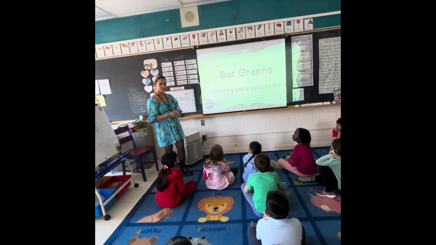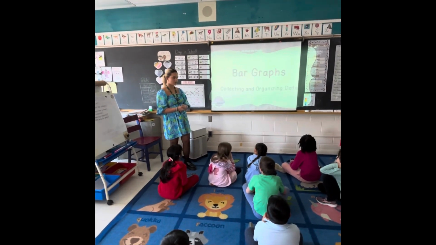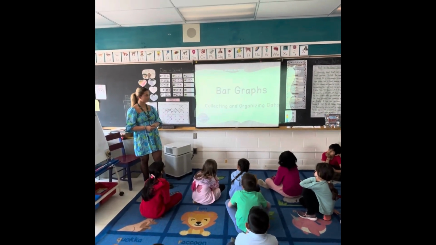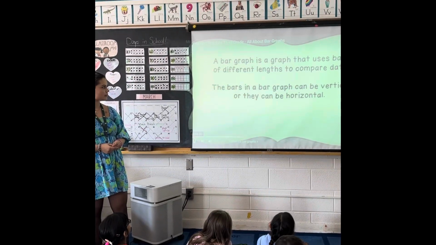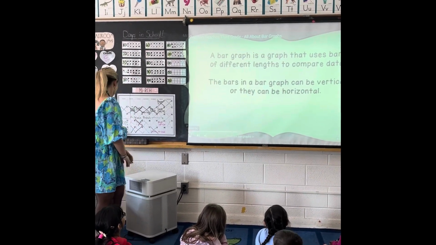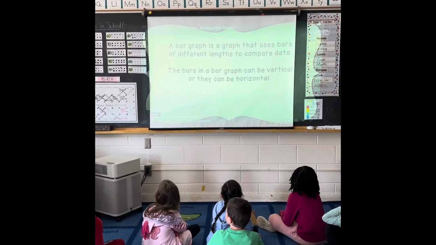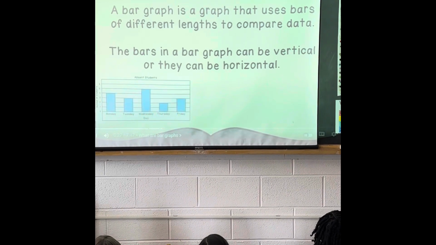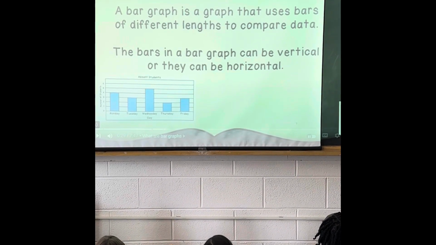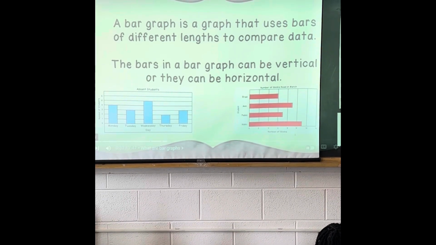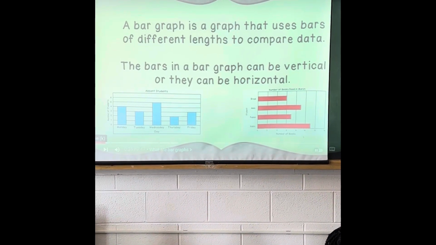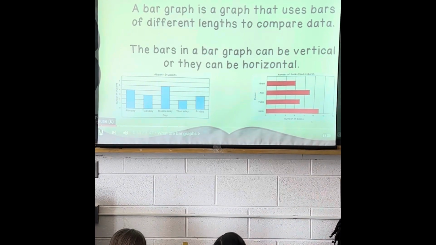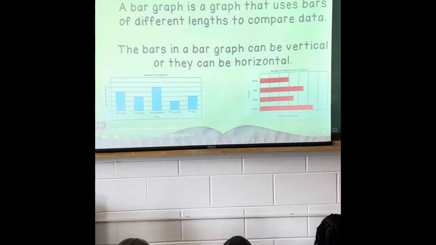Hey, this is Mr. Pearson. We are going to discuss bar graphs as a way to collect and organize our data. Now, a bar graph is a graph that uses bars, hence the name, of different lengths to compare data. The bars in a bar graph can be vertical, meaning going up and down, or horizontal, meaning they go from side to side. Either way, they help to represent the data that we're trying to give to people, and it's an easy way to organize and display the data.